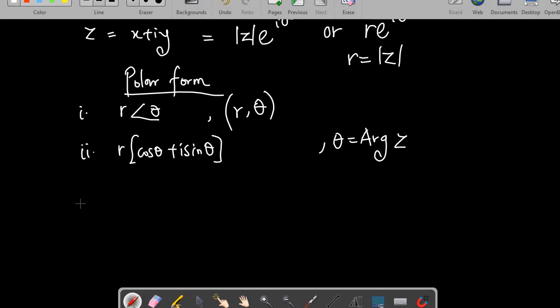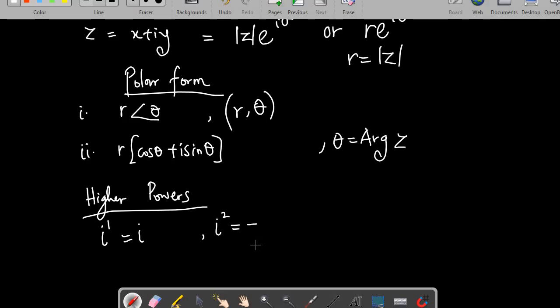Let's proceed. Let's talk about higher powers. Let's look at some higher powers. So what do I mean by higher powers? Now if I have i raised to power 1, that is i. What if I have i raised to power 2? We said i squared is minus 1. What if I have i raised to power 3? I raised to power 3 is i squared times i, from the law of indices. And i squared is minus 1, so I'm multiplying it by i, which is just minus i.